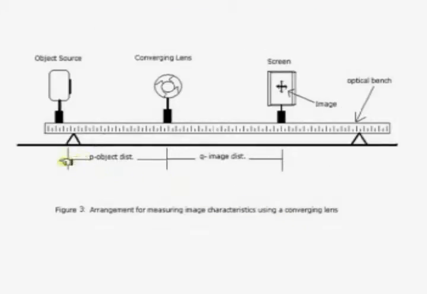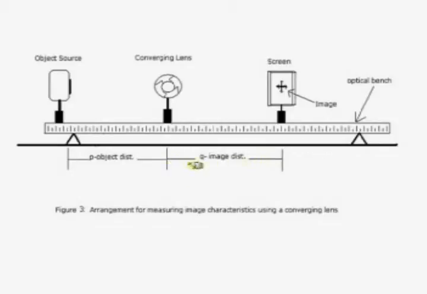Here is the lamp which will serve as our object. In front of the lamp, we have a cross, that is your actual object, and then we have a lens holder in which we can hold the lens, and we can have the screen, and all these things are mounted on the optical bench. So to start the experiment, you put the lens at a distance between f and 2f from the object, and you measure the object distance, that is p, and then catch the image, make the image sharp, and you measure the image distance, that is q.